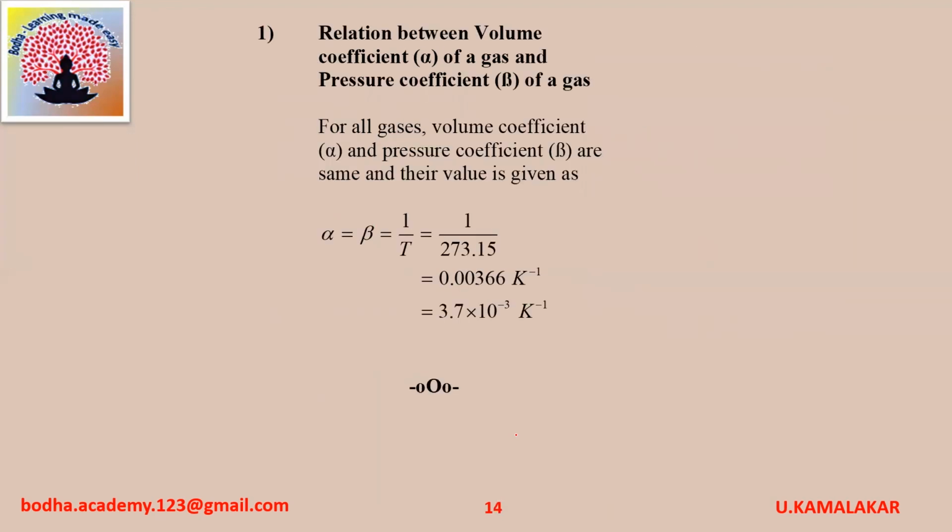Next topic, the relation between volume coefficient of a gas and pressure coefficient of a gas is given as alpha is equal to beta is equal to 1 by T, that's equal to 1 by 273.15. It's also equal to 0.00366 per Kelvin or 3.7 into 10 power minus 3 per Kelvin. For all gases, volume coefficient and pressure coefficients are same.